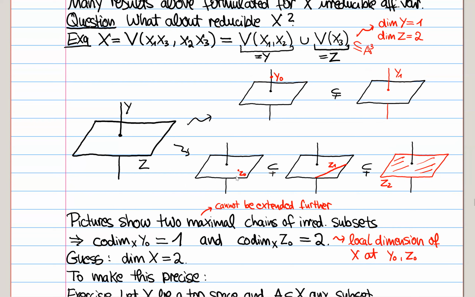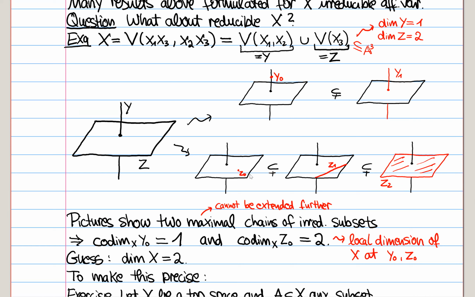And then it is true that the codimension of Y0 is indeed 1. You can only go one step. The codimension of Z0 is 2. You can go 2 steps. And so we see, in contrast to the result last time, that when the variety X is irreducible, its dimension is also the codimension of any point in it. Here we see that different points in the variety can have different codimensions.